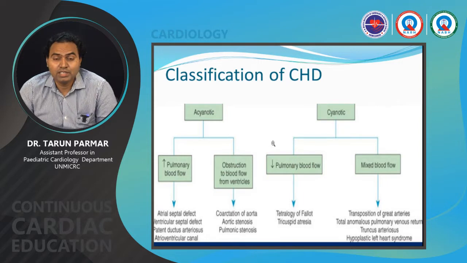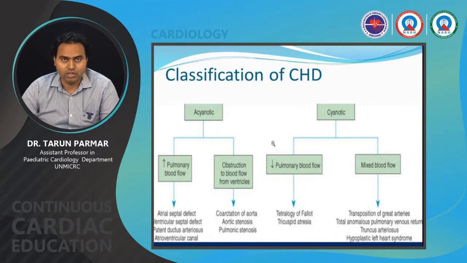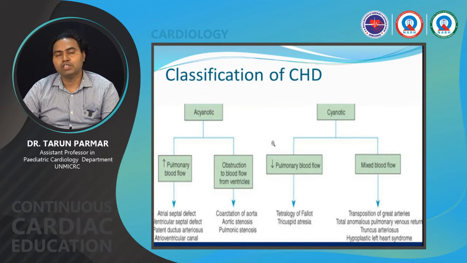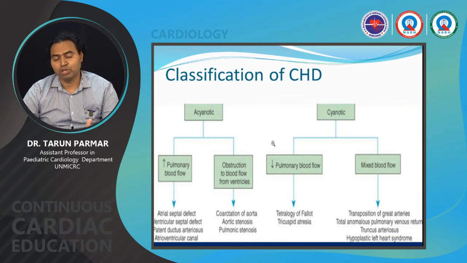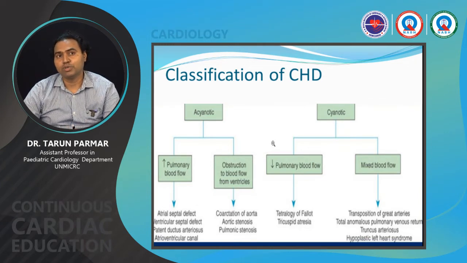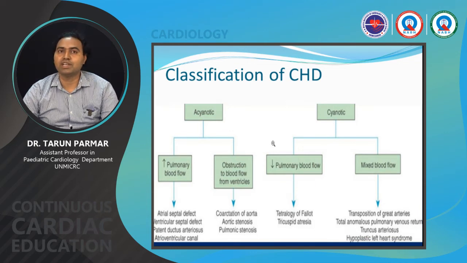We classify CHD based on saturation first. This is the broad classification in which if the saturation is more than 95%, then it is called acyanotic CHD, and if it is less than 95%, then it is called cyanotic CHD. Again, in acyanotic CHD, we classify it as increase in the pulmonary blood flow or obstruction to the blood flow from the ventricles. So increased Qp situations are ASD, VSD, PDA, AVSD, while obstructive situations are AS, PS, and coarctation of aorta.